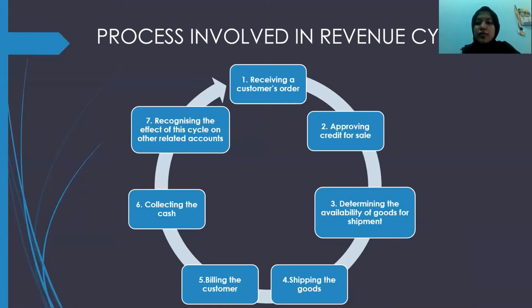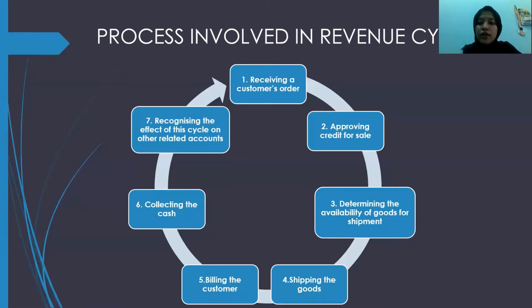This process is to assess the credit risk for the customer. The process includes the review of the sale order and customer credit information to determine whether credit should be extended or limited to the particular customer. The third process involved is determining the availability of goods for shipment. The inventory in stock must have a sufficient amount for the company to ship.